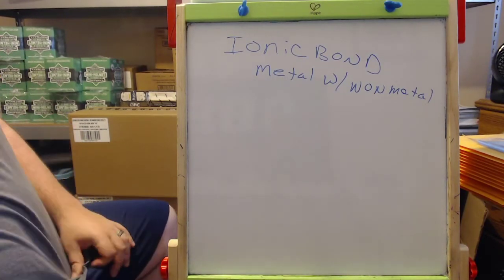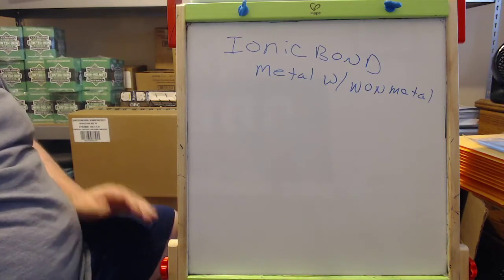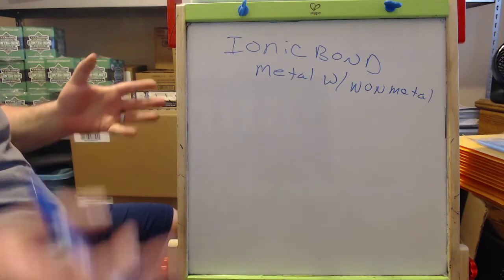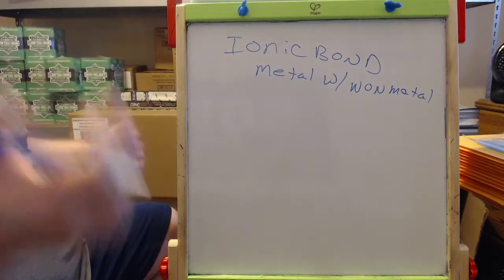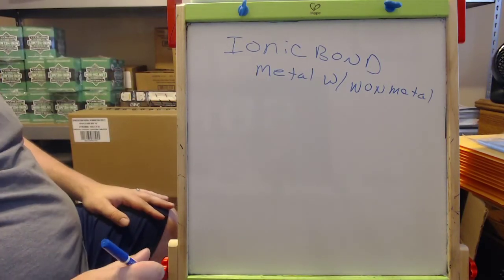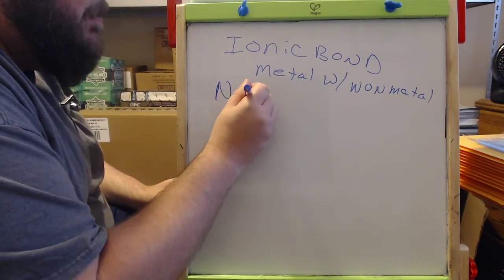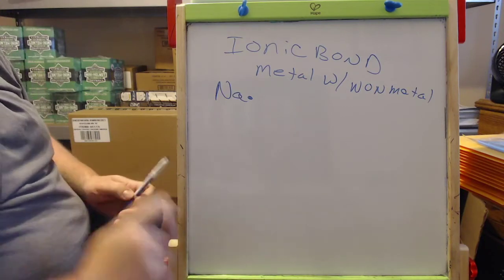Okay. So what happens is my metal wants to give up electrons. My nonmetal wants to gain, so they help each other out. Okay. So let's look at the simplest that everyone always starts with because we're used to table salt. Sodium has 1 valence electron.